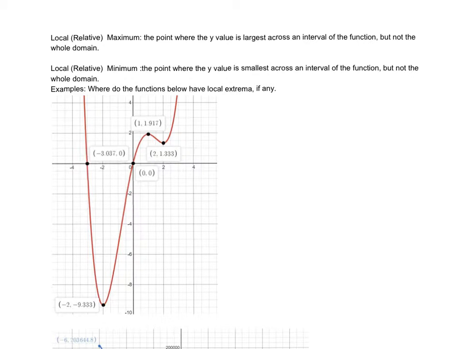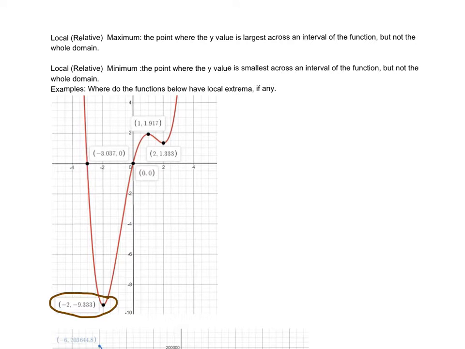And same thing for the minimum. The y value is the smallest, but not on the whole function, just on a specified part of the domain. So if we look at this function, we talked about this one on the previous page. We remember that this one had an absolute minimum of -2, -9.3. So that can't be a local minimum as well.